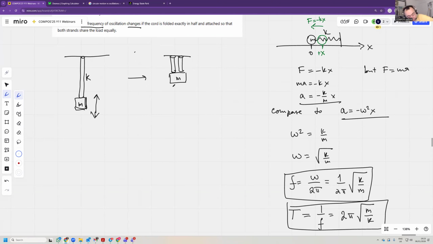So basically what we need to know: the mass doesn't change, but the spring constant does. If we take a rubber band and cut it in half, the spring constant, as a matter of fact, doubles. So we have two springs, each with a spring constant of 2k. How does that work?